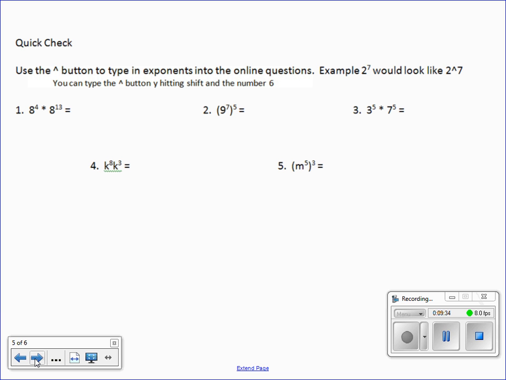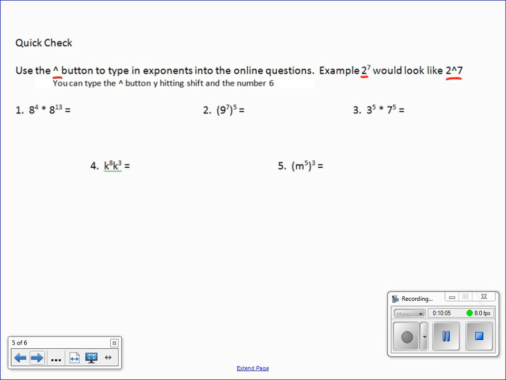A few things here with exponents as we're doing these. You're going to use what I would call the caret button to type in exponents into the online question. For example, if you had 2 to the 7th power, type it like 2 caret 7. You can find that caret button by hitting shift and the number 6. It's right above the number 6.